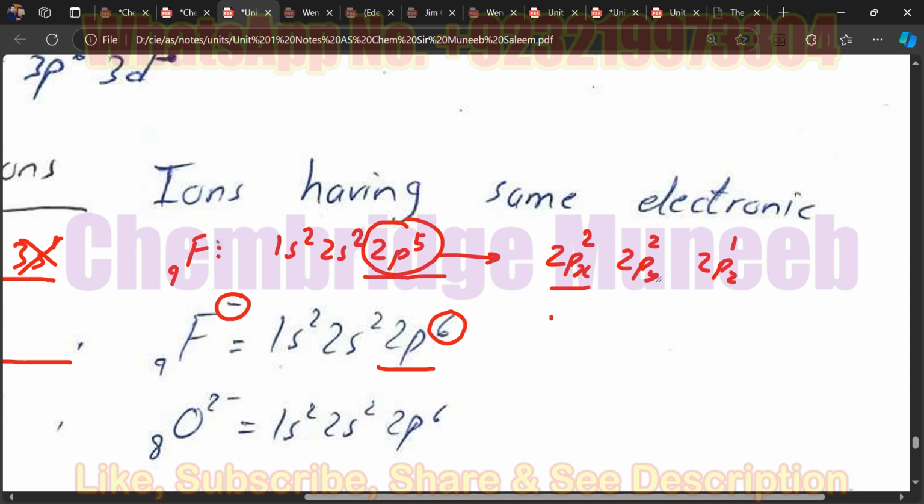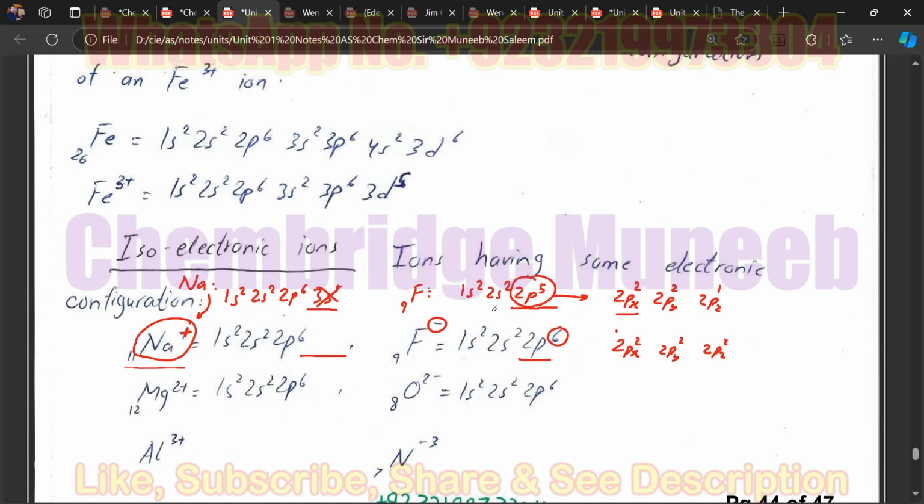1. Good. And if I write the configuration for the F negative ion, then how would I write the same orbitals? 2 in the 2px, 2 in 2py, and 2 in 2pz. Very good. So that's how we would represent them. So now you know how to fill the electrons when we have the atoms and when there are the ions of the same atoms. Is that clear?